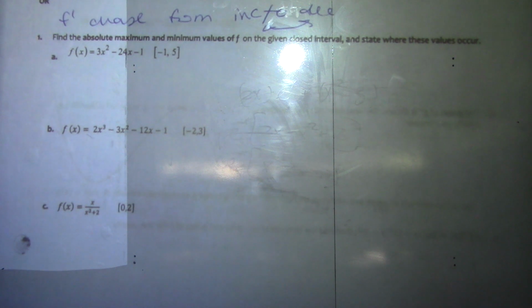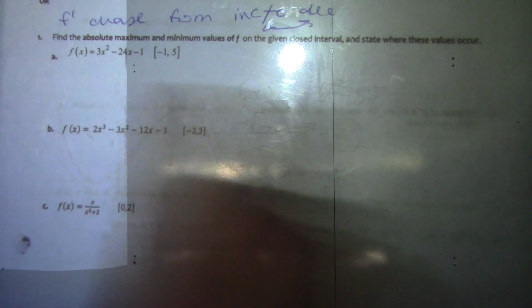Right, so for our actual maximum and minimum value of a function on a given interval, first we need to find our critical number. So f prime is 6x minus 24. Set that equal to 0. That's going to be x minus 4. So x equals 4 is my critical number. So I need to test the endpoints and my critical number.